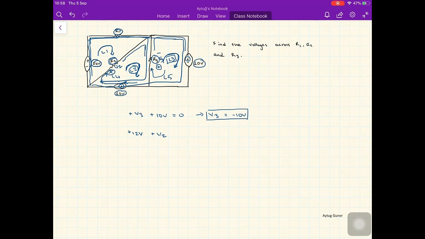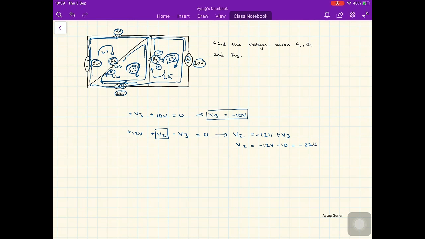Then continuing in the same direction, this time we see the negative sign, minus V3, and this should be equal to 0. So we know V3, and we can find V2 in this equation. V2 is equal to plus 12 volt minus 12 volt plus V3. Then V2 is equal to minus 12 volt minus 10 volt, which is equal to minus 22 volt.